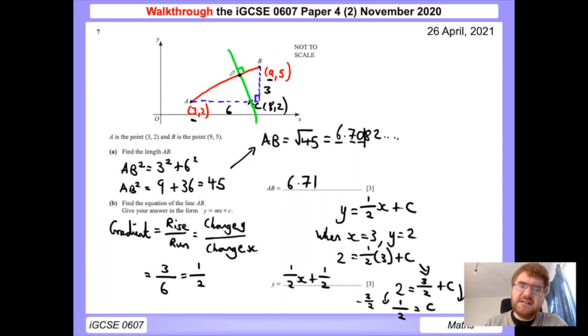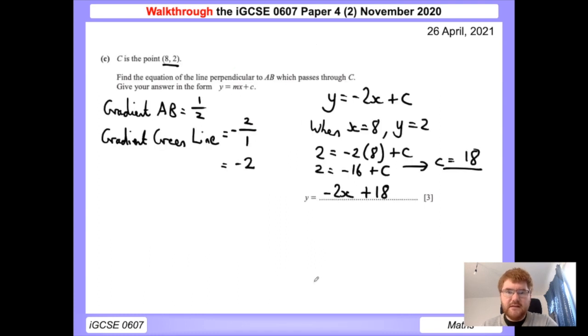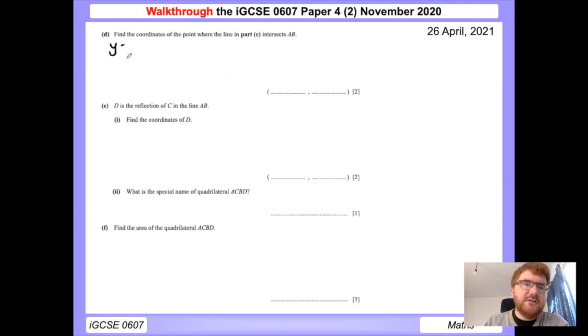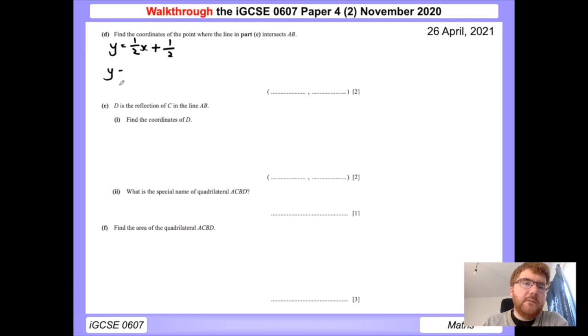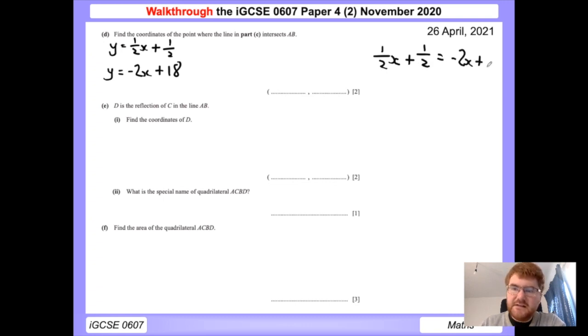Now notice this is the intersection of two lines. Now we've got the equation of both lines. We've got this one. So let me write this down. So we've got y equals a half x plus a half. And then we've got the previous one. So y equals minus 2x plus 18. Now, if they intersect, then it means that these two equations are equal to each other. So we set the right-hand sides equal to each other. What that means in practice is a half x plus a half is equal to minus 2x plus 18.